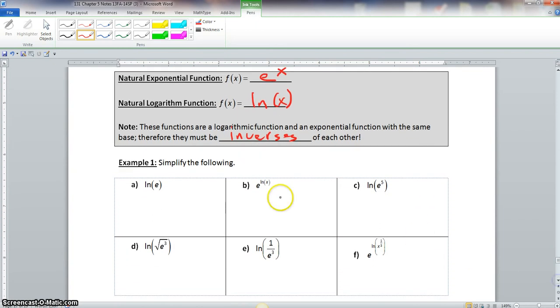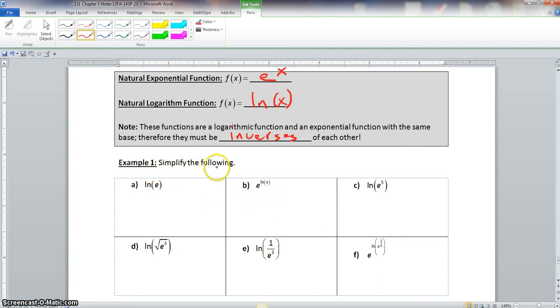Now, one other thing you need to notice, on your calculator, they're on the same button. If you look at the button on your calculator, you will see the LN button, and then if you press second function and then press the button, you will get the e.